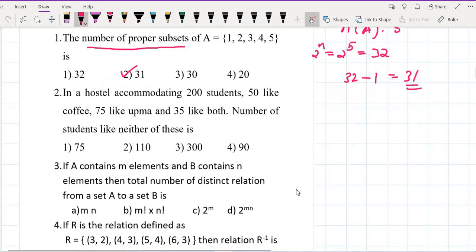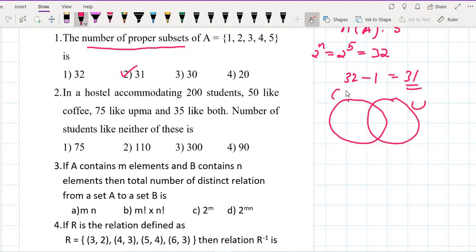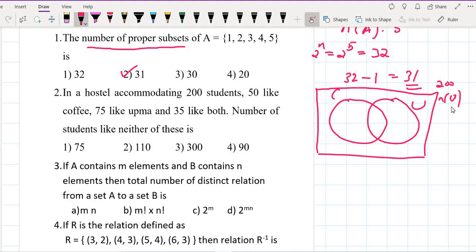Consider the second question. In a hostel accommodating 200 students, 50 like coffee, 75 like upma, 35 like both. Find the number of students who like neither of these. If you observe the statement, two sets are there: one who like upma, one who like coffee. So we can form two circles over here, one for coffee, one for upma. Total how many are there? That gives you the universal set. How many are there? 200. So this is for the universal set, n of U, right?